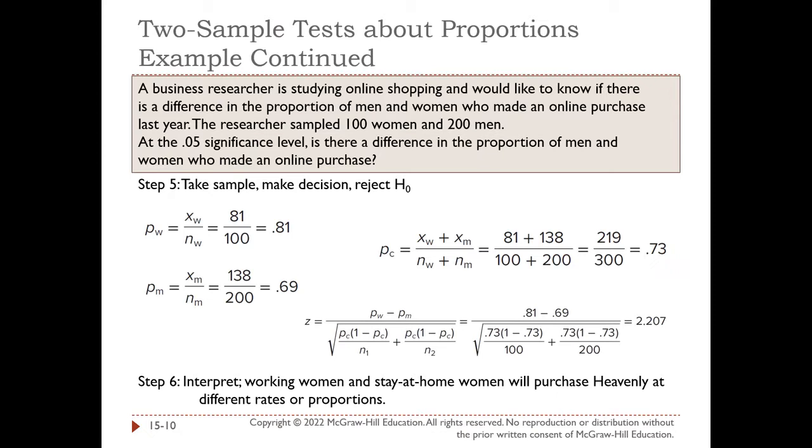Now, interpret that men and women will purchase at different rates or proportions. I think the book had an older example that used the same numbers, and they forgot to change some of the things.